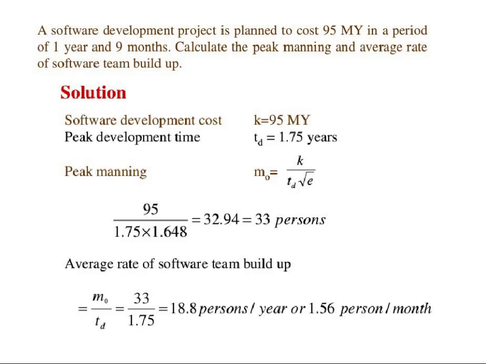We have the formula for peak manning: M0 is equal to K divided by Td √e. Substituting the values of K, Td and √e, we get the value 32.94, which is approximately 33 persons. So the average rate of software team buildup is equal to M0/Td. We are substituting the value of M0 as 33 and Td as the peak development time 1.75, which is equal to 18.8 persons per year, or when we convert it into months, it becomes 1.56 persons per month.